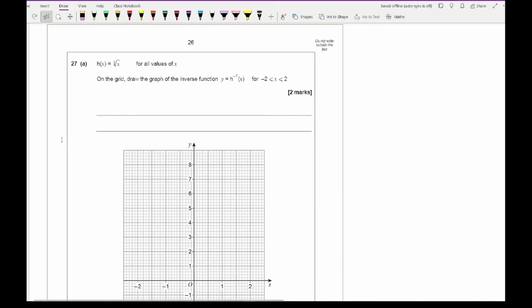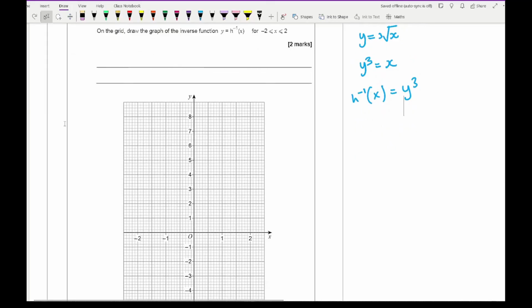Then working out question 27, it says the function h of x is equal to the cube root of x, for all values of x. On the grid, draw the graph of the inverse function. Now, if h of x is equal to the cube root of x, then to work out the inverse function, I make the function equal to y, and then make y the subject. So here I'm going to have y cubed equals x, and then once I've got that, replace the y with x. So the inverse h of x is going to be x cubed. So the graph I want to plot is y equals x cubed.